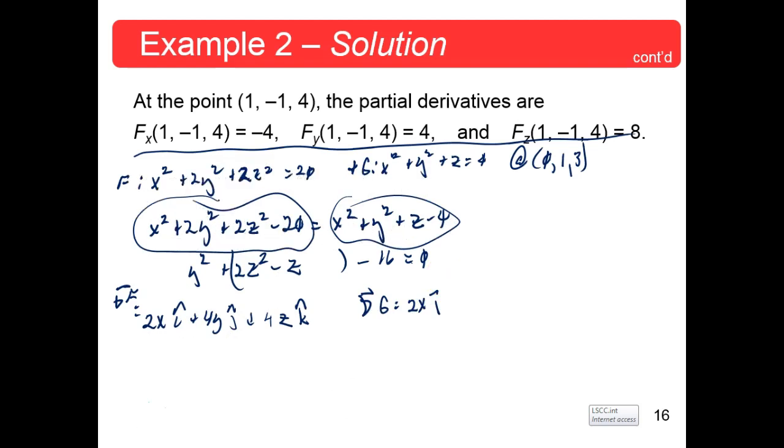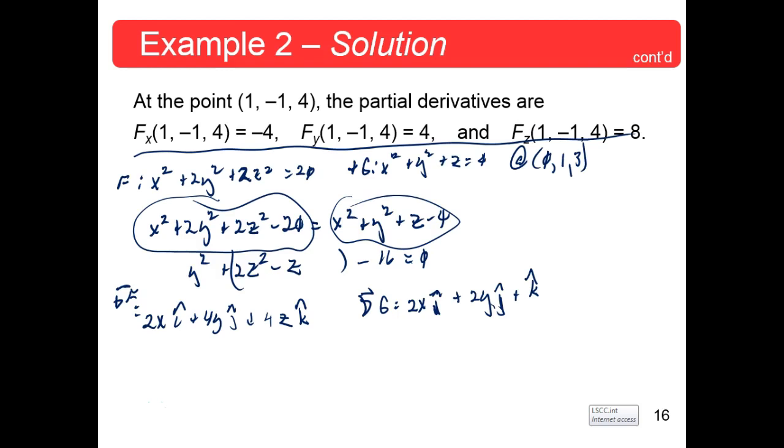Plus 2y i. Okay, I mean j. And then what? k plus k.